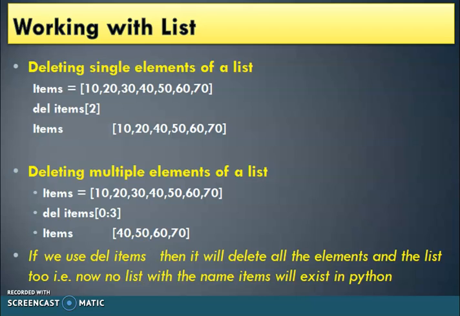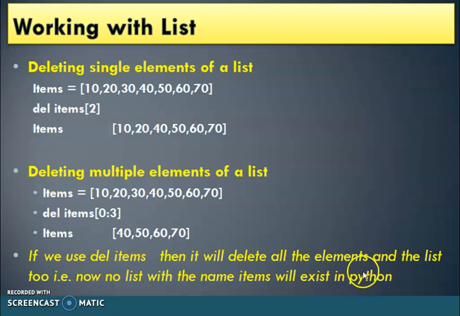If you use del items, then it will delete all the elements and the list too. That is, now no list with the same name items will exist in Python. When you use del items, that is, just write del and then the list name, the complete list will be deleted. Not only the items, the list itself also will be deleted. That's why after that statement, no list with that name will exist in Python.